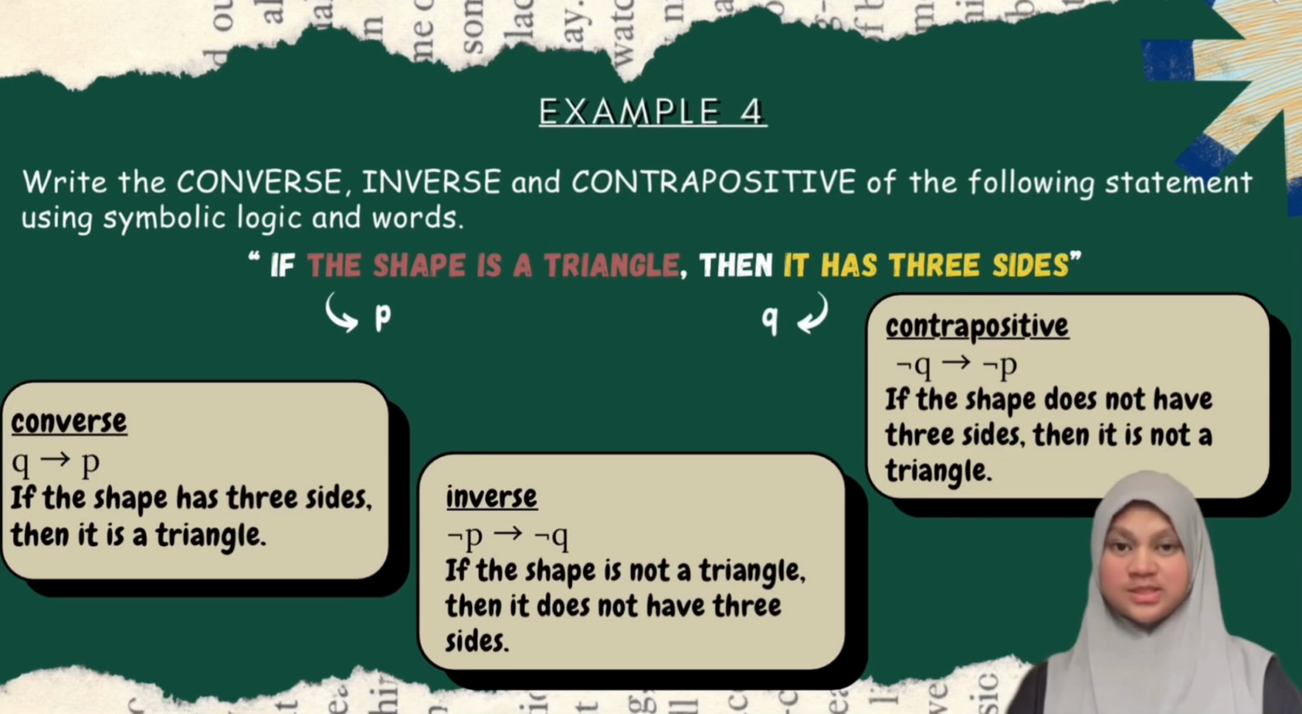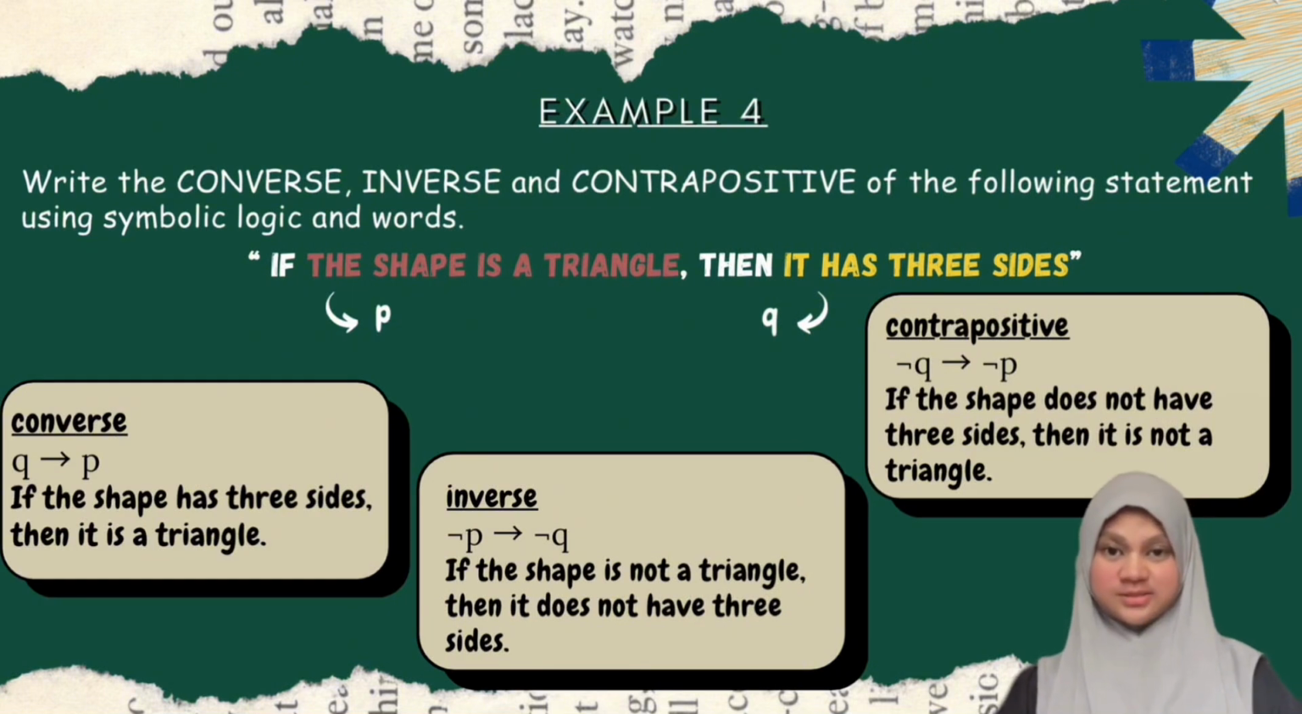The converse is Q implies P. So, if the shape has three sides, then it is a triangle. The inverse is not P implies not Q. So, if the shape is not a triangle, then it does not have three sides. The contrapositive is not Q implies not P. So, if the shape does not have three sides, then it is not a triangle.